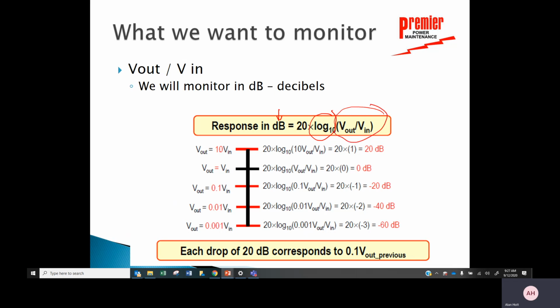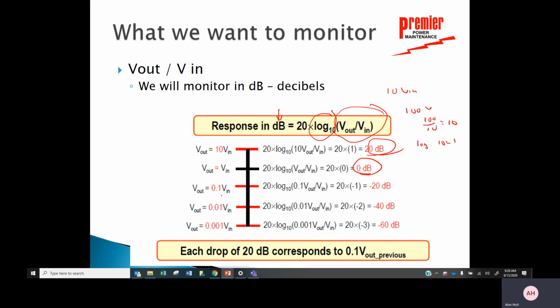So let's make a simple chart here. Let's just say that we had 10 volts input, and I got 100 volts out. That would be 100 divided by 10, which is 10. But now if I use the log function, 20 times the log of 10 would be 20 dB, because the log of 10 is 1. So I can go through the chart here and find out that if I got exactly the same output as I've got as the input, I would have 0 dB.